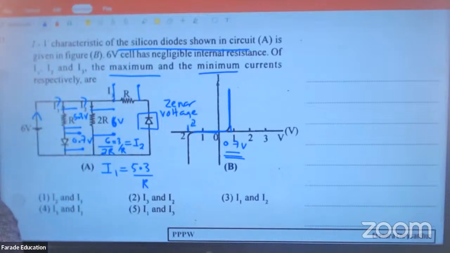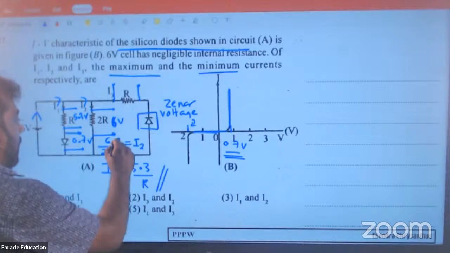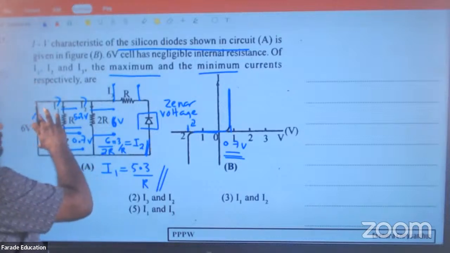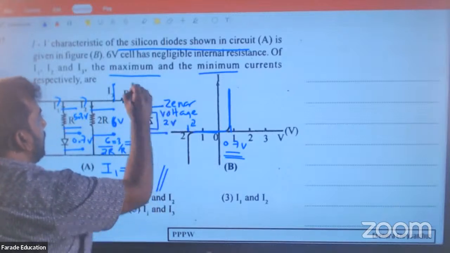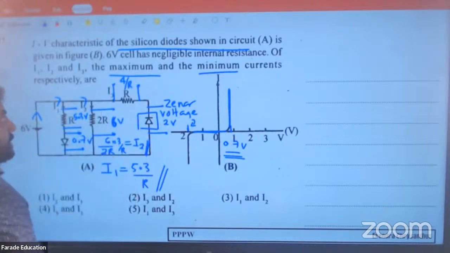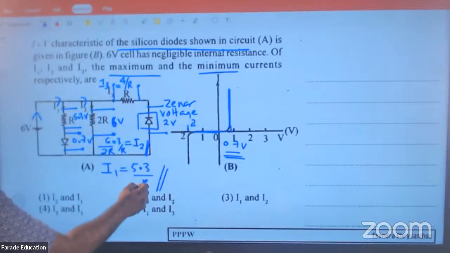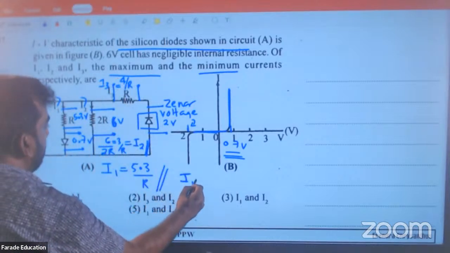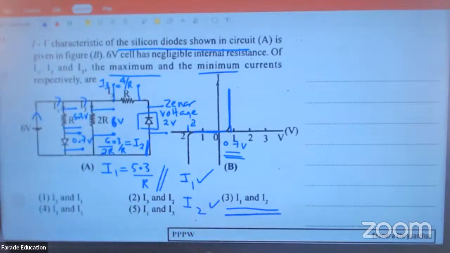Now, I1 is a large current. I2 is a slightly smaller current. What about I3? Supply voltage 6 volt, 2 volt can be here. So across this 2 volt means the remaining 4 volt is there, 4 divided by R. I3 is 4 divided by R. Look at the currents: I1 is 5.3 over R, I3 is 4 over R, I2 is 3 over R. Largest current is I1. Smallest current is I2. I1 and I2, answer number 3, question 70.